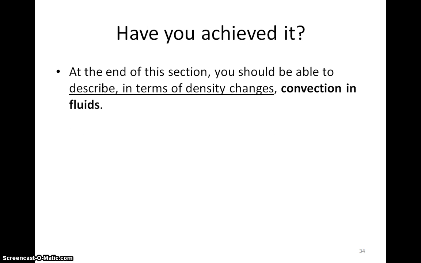Before we move on to the next video, please look at the learning objective again. Are you able to describe convection in liquid or gas by talking about how the densities of the liquids or gases change when they get heated?